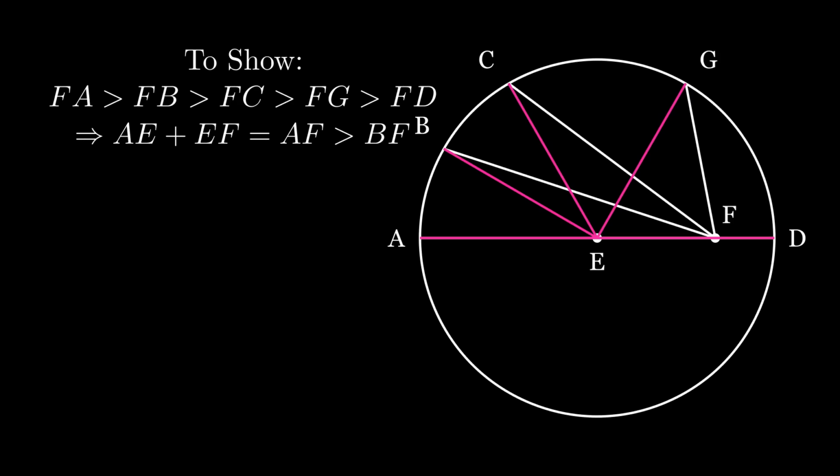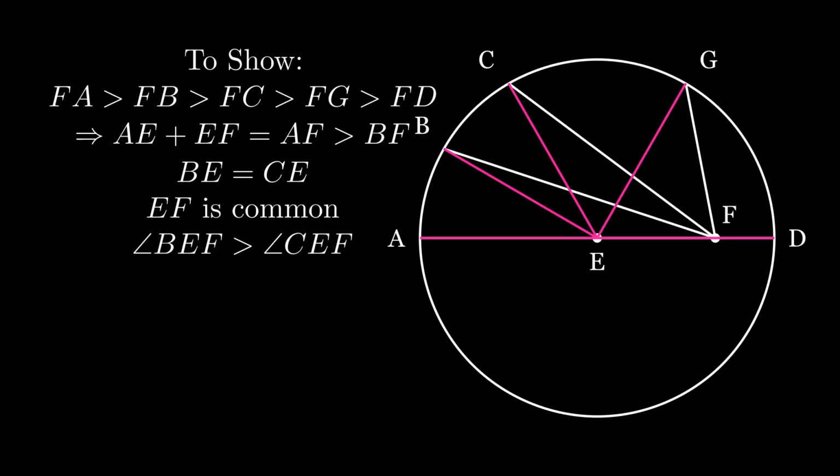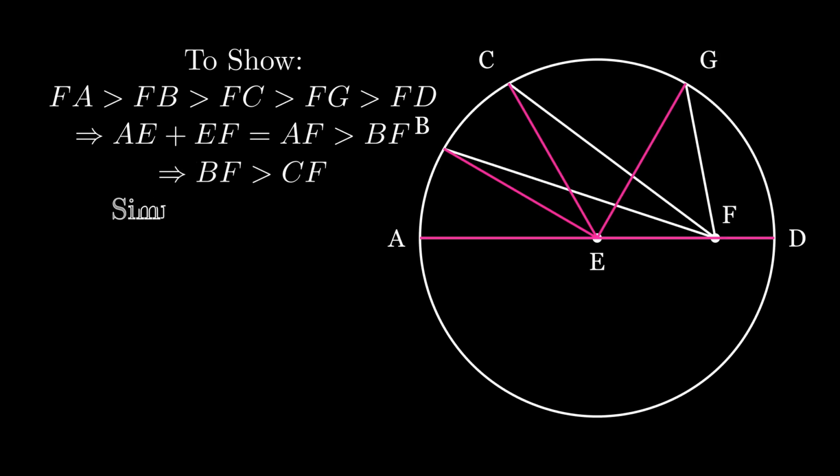Now let's prove that BF is greater than CF. BE is equal to CE. Both of these two triangles share EF, but notice that angle BEF is greater than angle CEF. And we know that greater angles correspond to greater sides in triangles, therefore, BF is going to be greater than CF. For the same reason, CF will be greater than GF.